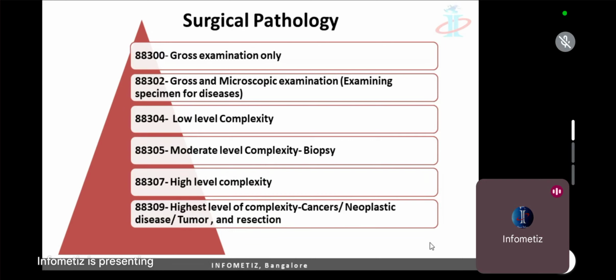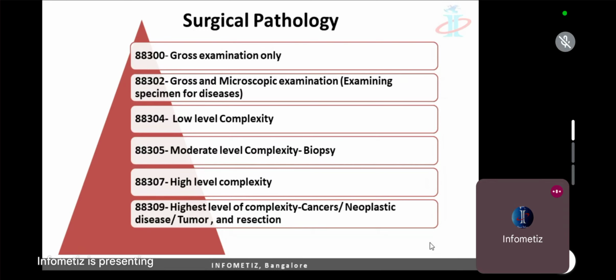The toughest part is 309. And as we go from 304 to 305, 7, 9, the complexity level is increasing. That is the only concept for this surgical pathology. If you understood the concept, it is very easy.